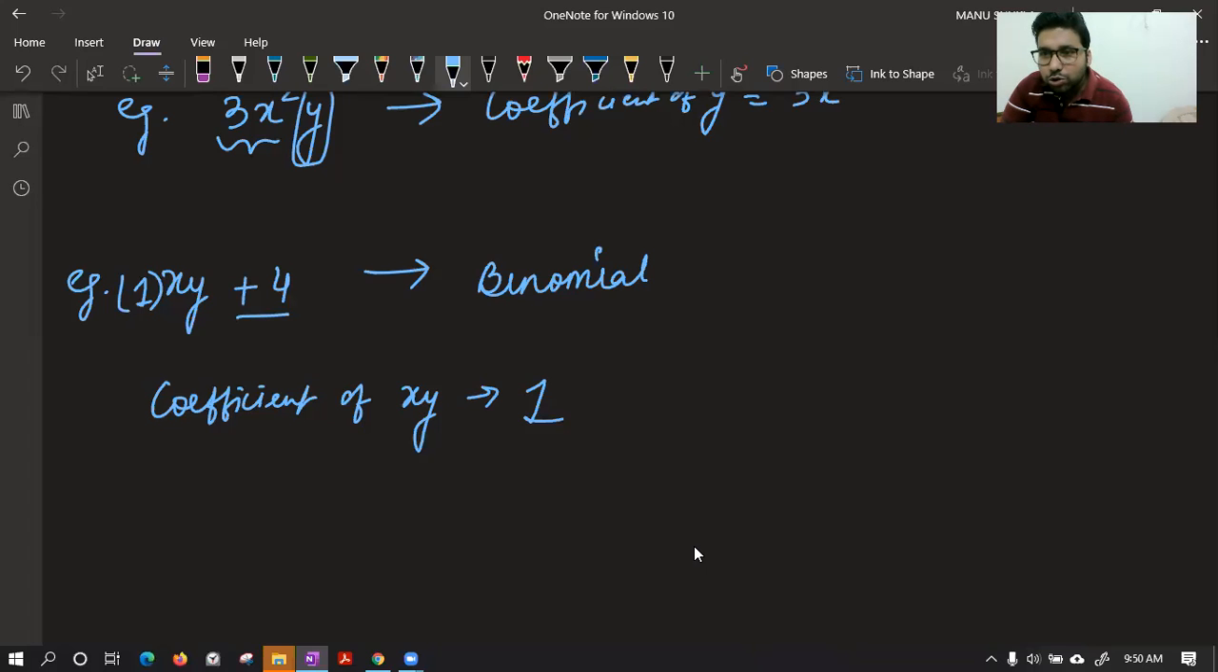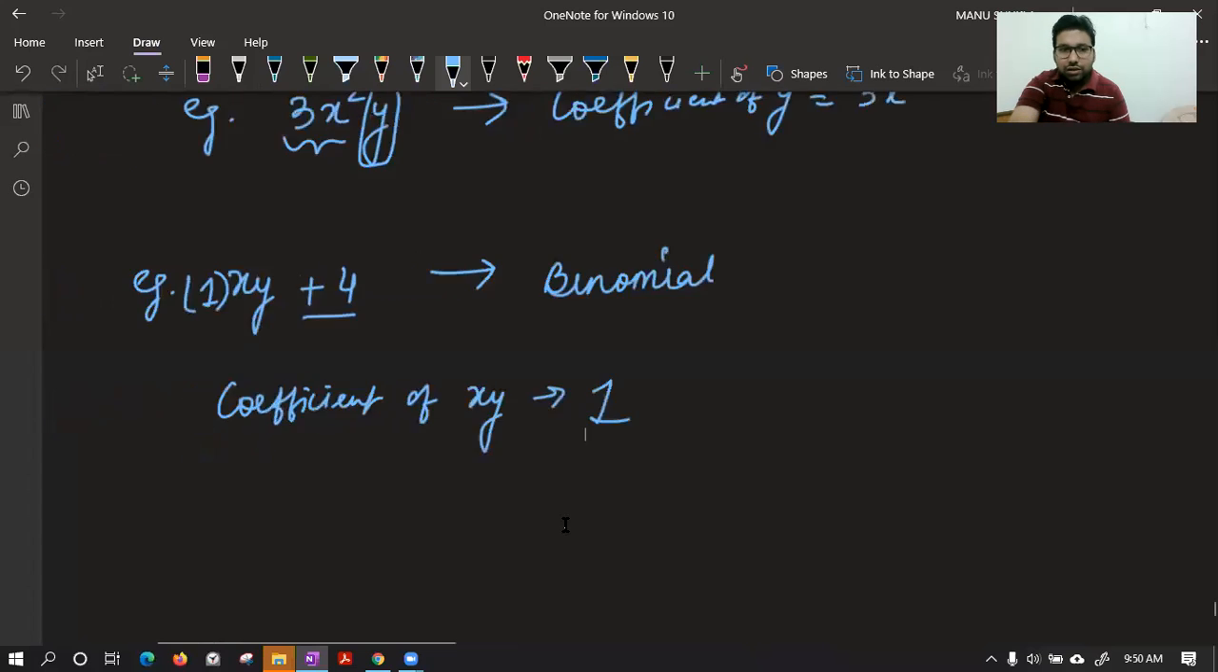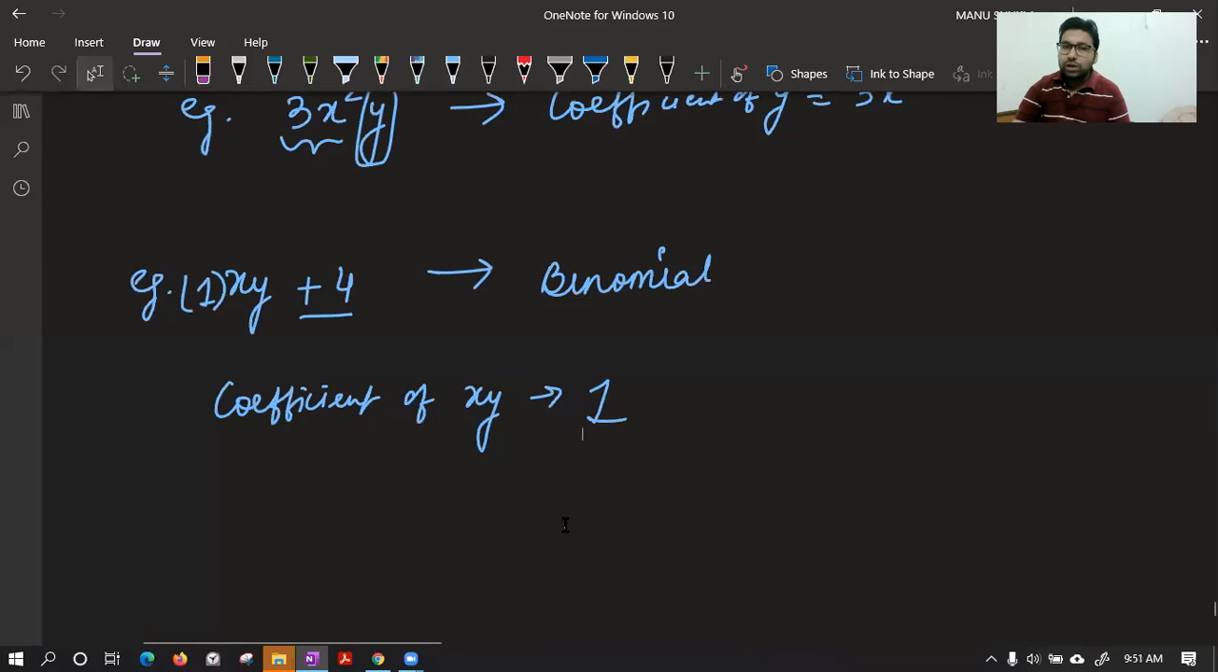Sir, x, y are also multiplying, so 3 terms. No, beta, you have to see the addition. Terms are two only. This is the first term and this is the second term. Okay, see the positive sign.